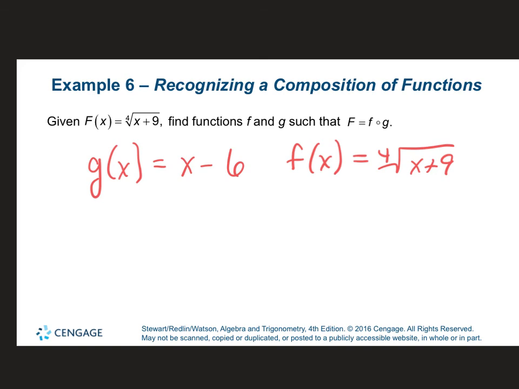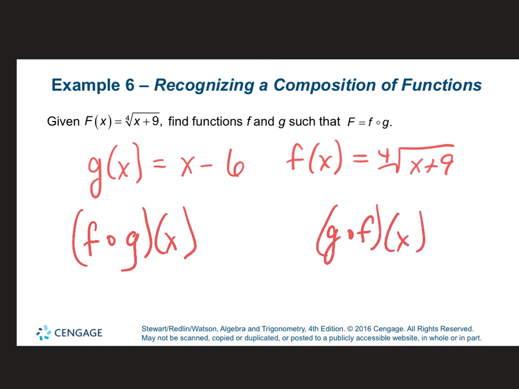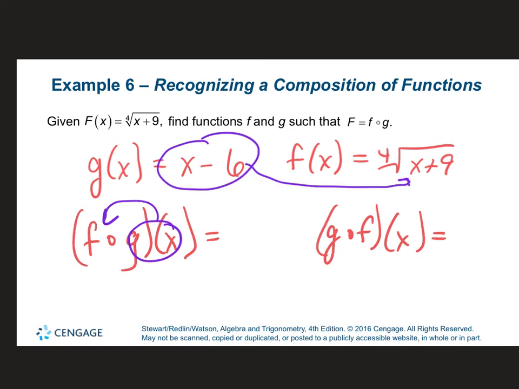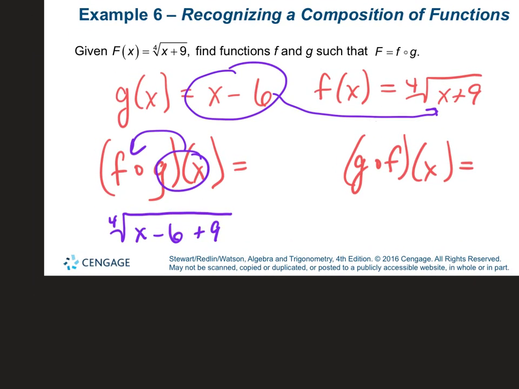0 underneath the radical. So if I said to you guys, okay, we'll do both of them: f of g of x, and we'll do g of f of x. Okay, so the first one I'm going to do is take the g function and plug it into the f. So I'm going to take this g and plug it right there. So when I rewrite this, this becomes the 4th root of, instead of x, what do I write? x minus 6, right? And then plus 9. Correct? So if I work this out, I get the 4th root of what? What's x minus 6 plus 9? x plus 3, right? Negative 6 plus 9?